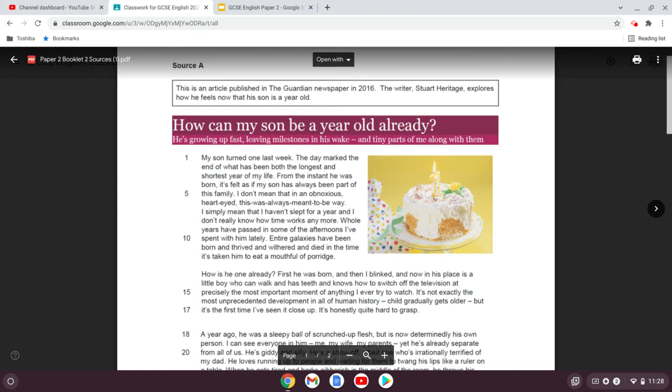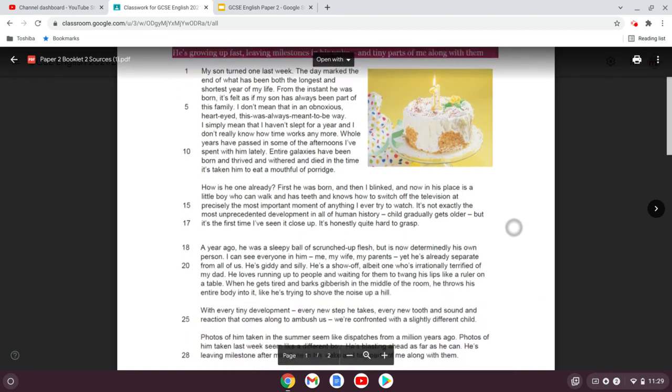First, he was born, and then I blinked, and now in his place is a little boy who can walk, and has teeth, and knows how to switch off the television at precisely the most important moment of anything I ever tried to watch. It's not exactly the most unprecedented development in all of human history. Child gradually gets older, but it's the first time I've seen it close up. It's honestly quite hard to grasp.